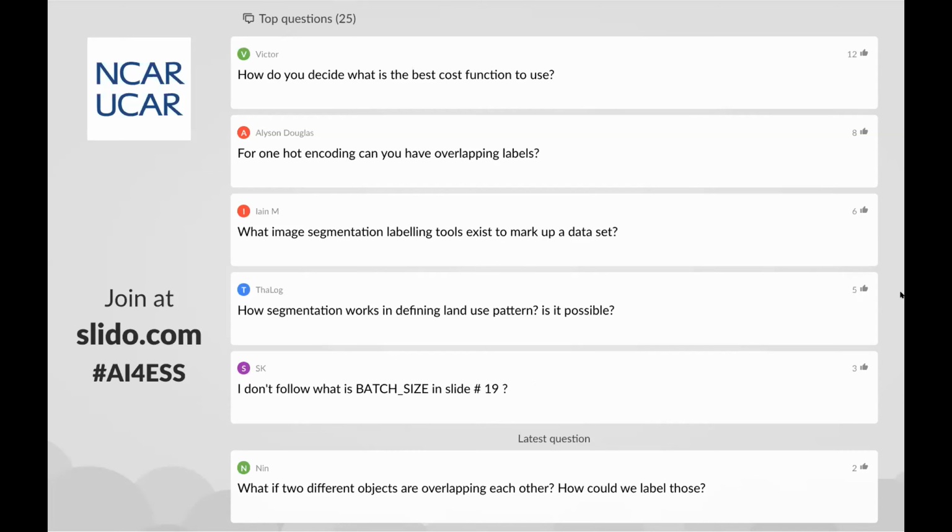So there's a question about the batch size in my slide 19. When you're training a neural network, your batch size is the number of images you send together in a grouping through a training phase through the system.